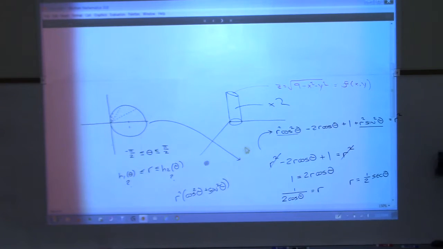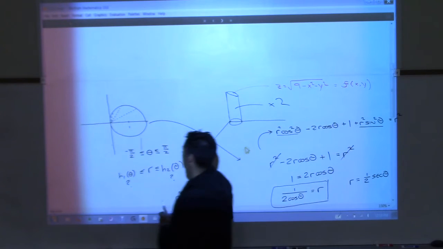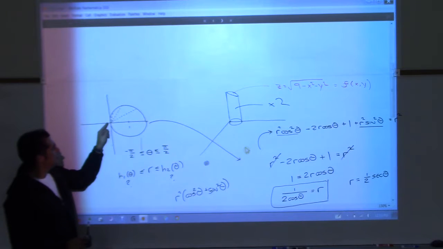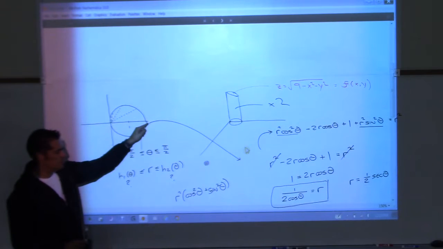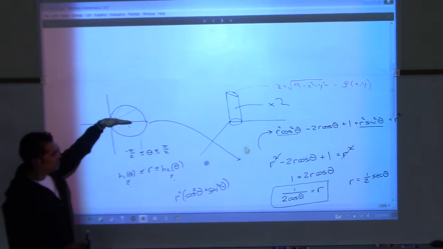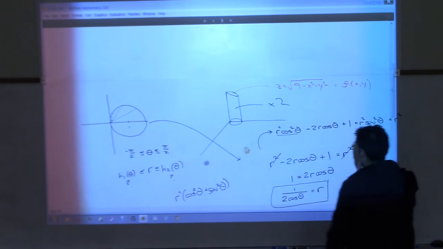Something doesn't seem right. Let's see. Let's try this. I'm going to leave it like this just for the sake of ease. If my angle is 0, how far should I be able to walk out? Between 0 and 2, right? So what is cosine of 0? 1? Something's not right. I think I know what it is.